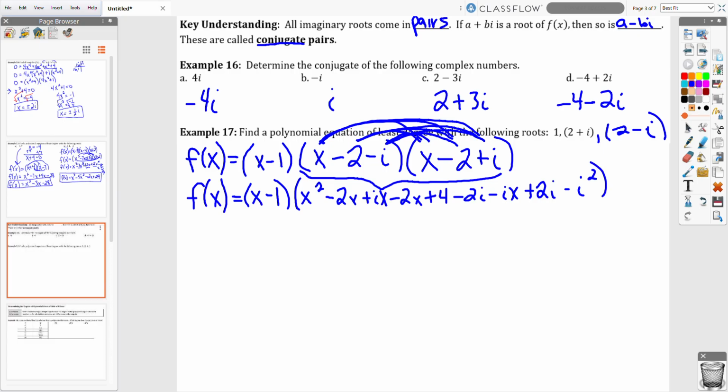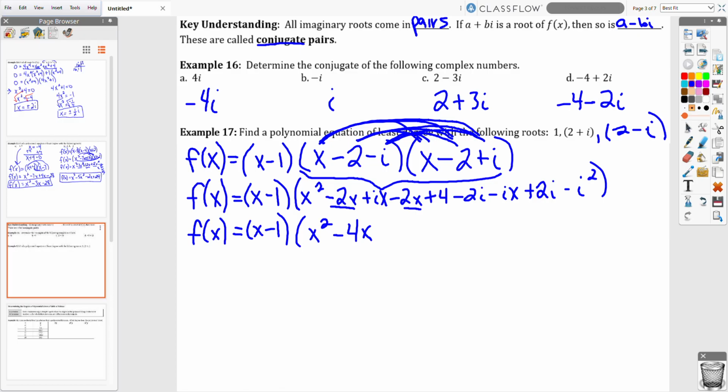So if I go to combine all my terms, let me write down this part that's still there. We haven't done anything with that yet, so that x minus 1 stays there. So if I combine all my like terms, we have x squared, and then we have a negative 2x and a negative 2x, so that makes a minus 4x.